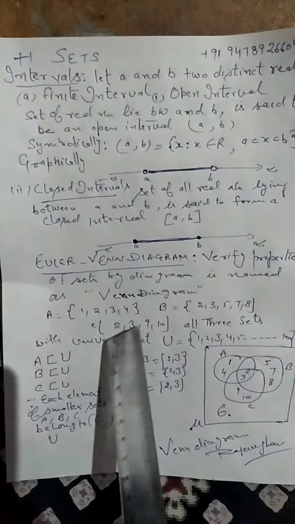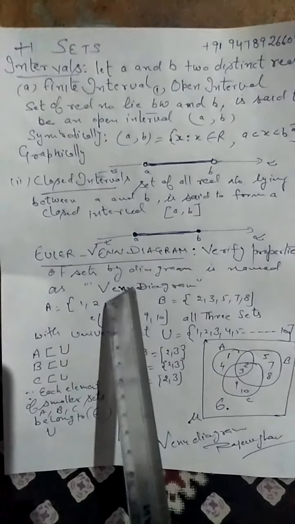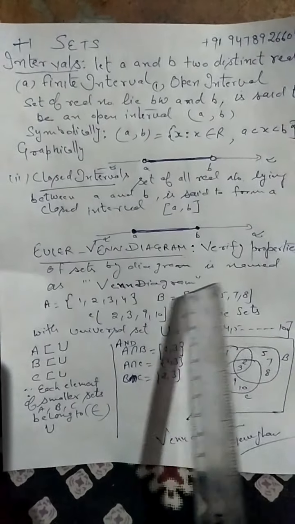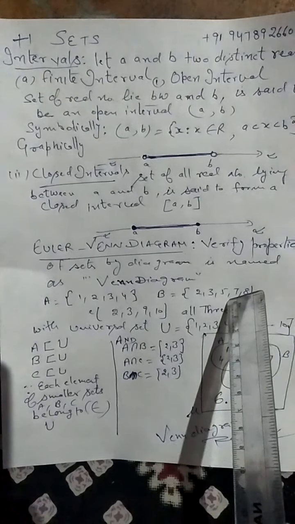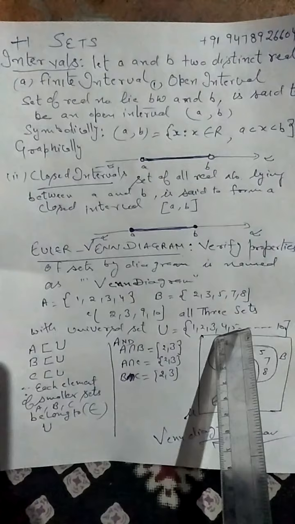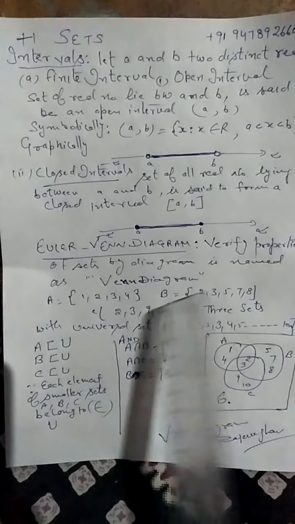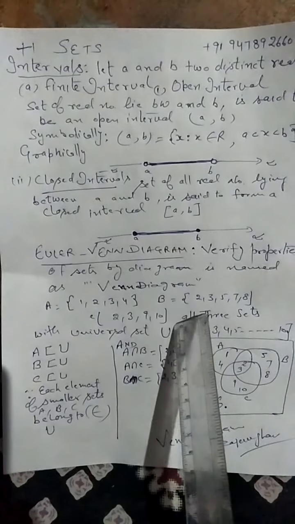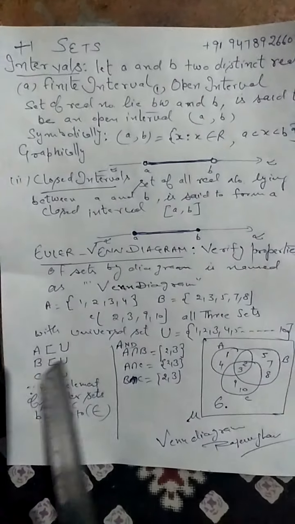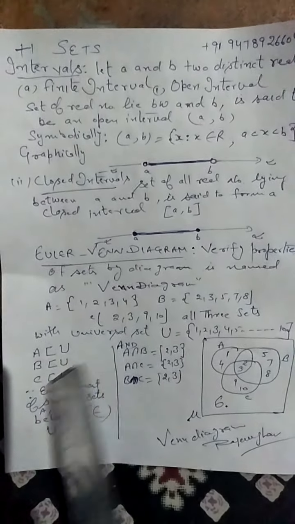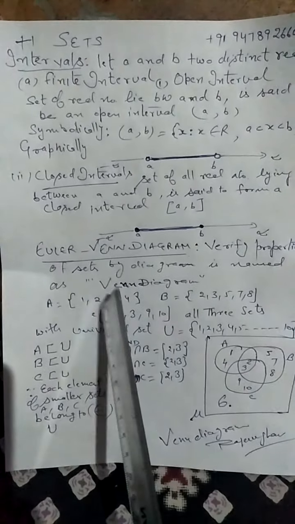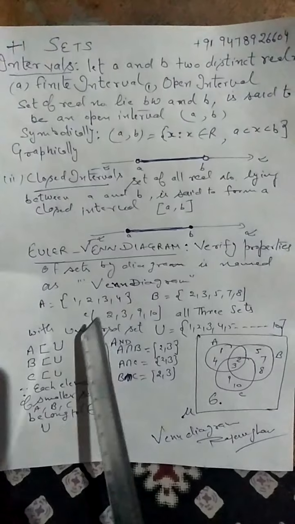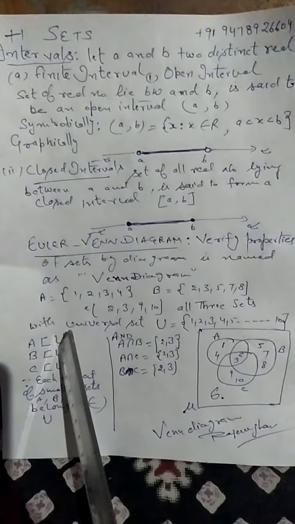By the definition of subsets, when each element of A belongs to U, A is a subset of U. Each element of B belongs to U, which means B is a subset of U. Each element of C, 2, 3, 9, 10, belongs to U, it means C is a subset of U. So each element of the smaller set belongs to the bigger set, making the subset property.